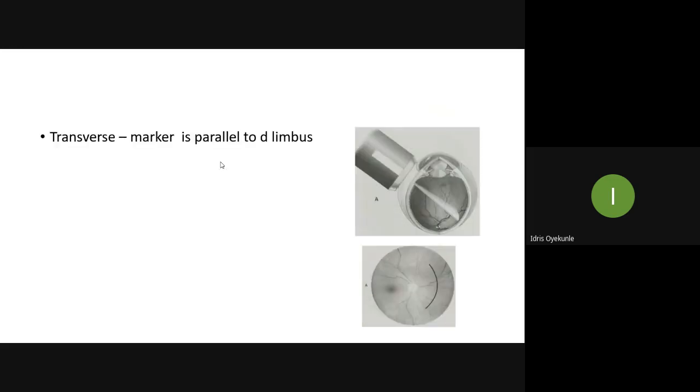And then in transverse examination, the marker is oriented to be parallel to the limbus. So it's important to know this marker orientation, and then you can now do this for all the clock hours using the transverse.